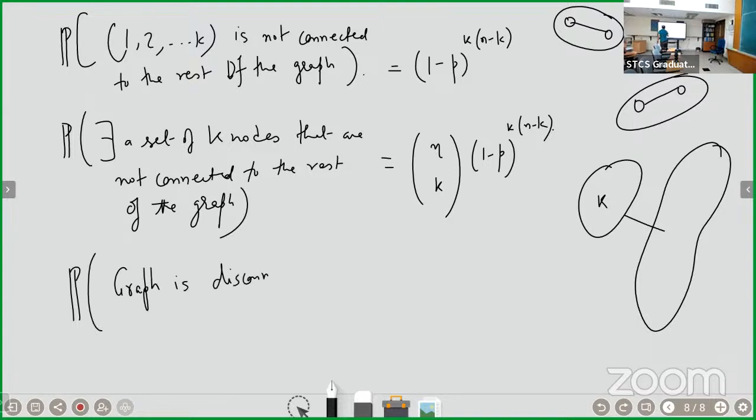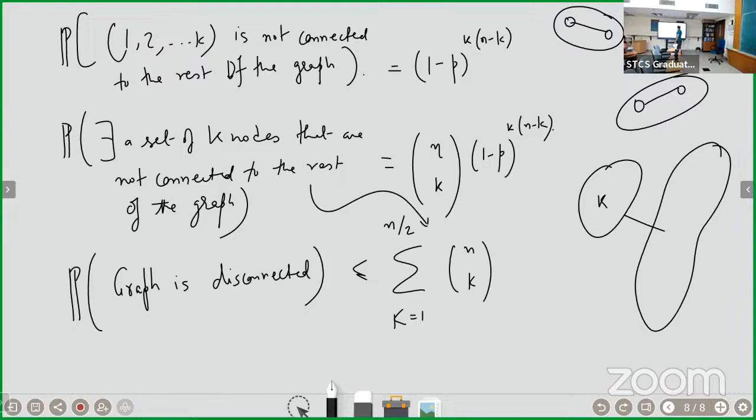Disconnected. From the union bound, at most, it will become the sum from 1 to n by 2 of this probability. The graph being disconnected means that there is some k for which this is true, so we add all those probabilities. Remember, p is lambda times log n by n. All you want to show is that if lambda is greater than 1, this probability goes to 0. Can you convince me?